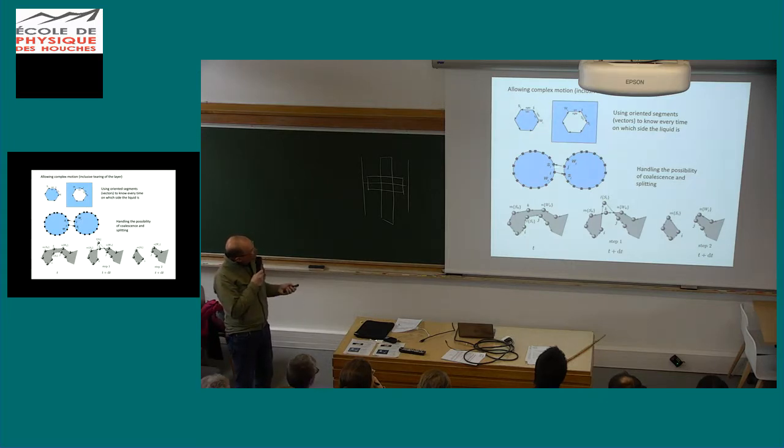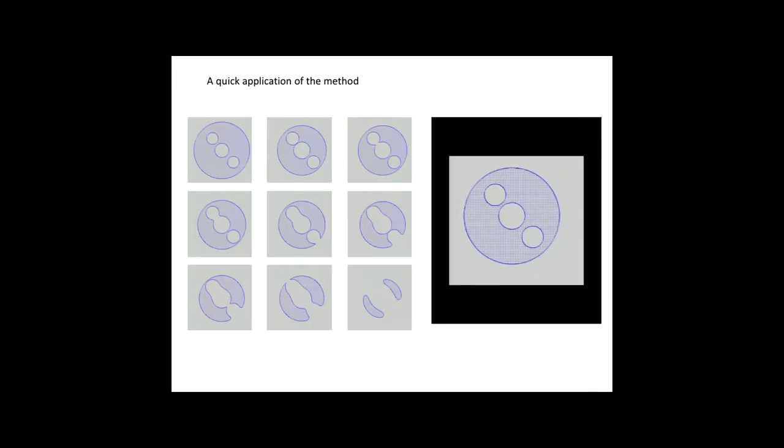Then you can have problems with coalescence and splitting. So you have to take care of this in the simulation, to allow two droplets to coalesce, and if the neck is too big, to allow a droplet to split. If you do all this and implement it in the code, you have a nice way to simulate how the triple line is evolving on inhomogeneous surfaces. So let me show you a quick application of this method.